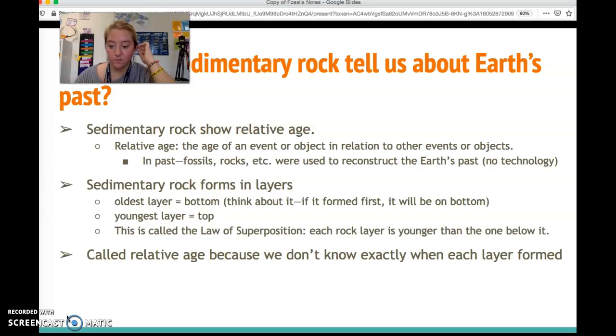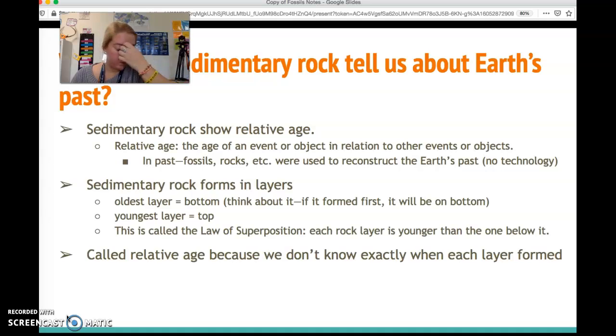So sedimentary rock forms in layers. We know that. That's what makes sedimentary rock distinguishable between that and metamorphic rocks and igneous rocks. It's layer upon layer of sediment stacked and compressed together and cemented. That's how a sedimentary rock forms. So we've got this law. It's called the law of superposition, and it says that each rock layer is younger than the one below it. So with this idea, the oldest layer would be at the bottom.